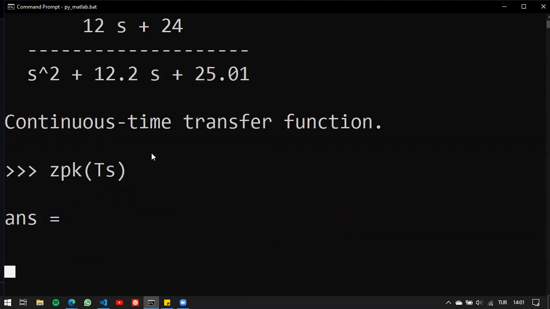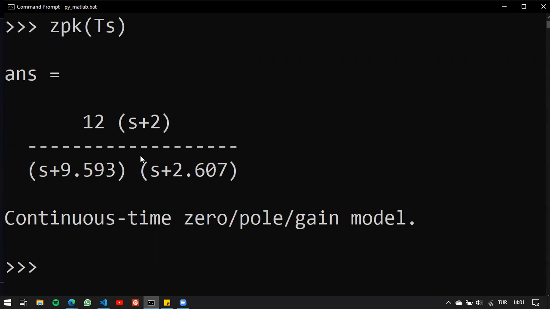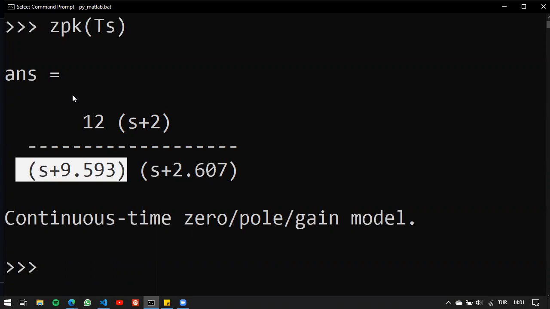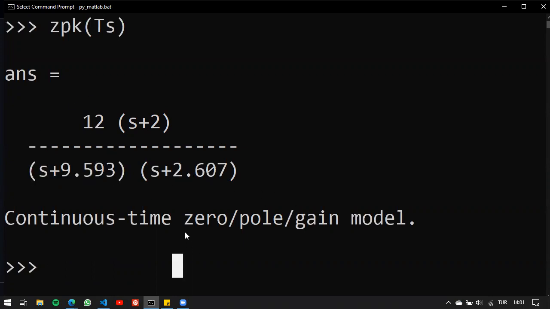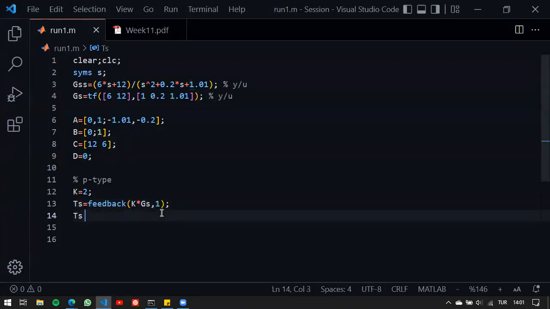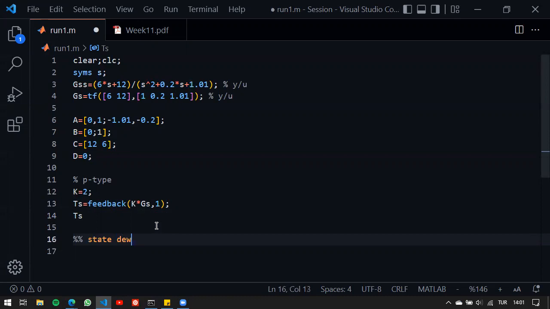And if I look at the poles and zeros, I can see that it's, for example, an overdamped system, which has a rough pole-zero cancellation around the value 2 here. So it's basically kind of like 12 divided by s plus 9.6, something like that, roughly. So choosing the P-type controller, you have to use the root locus. What about the state feedback controller? In order to compare them, let's design a state feedback controller.